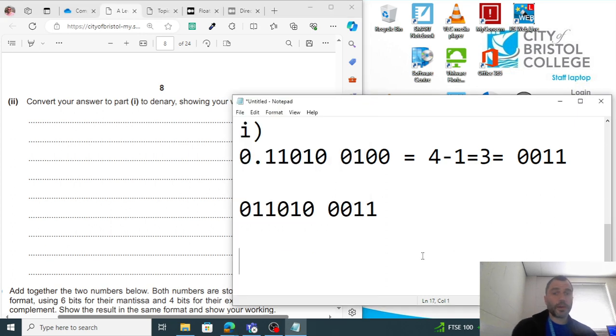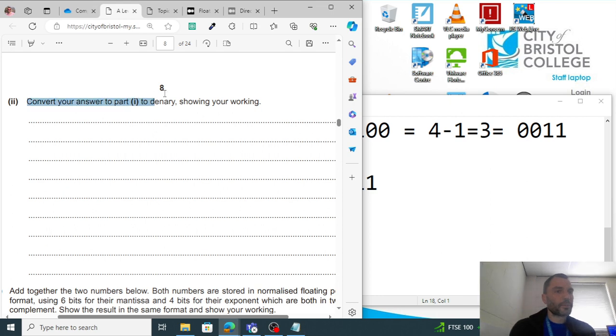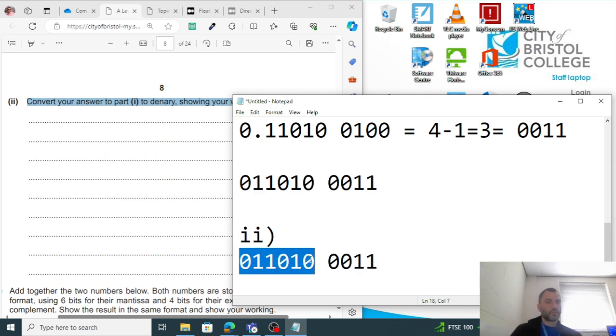Then the next bit was part 2. So it says you've got to now convert this number to denary, right? So how would I do that? What am I going to do with this? What's that going to become? What am I going to do with the decimal point?